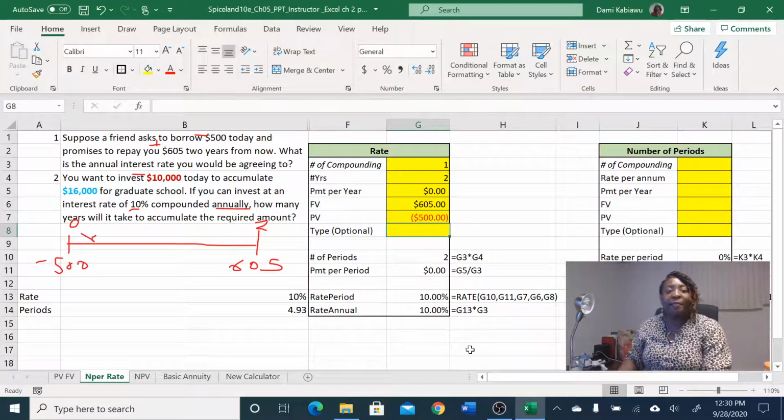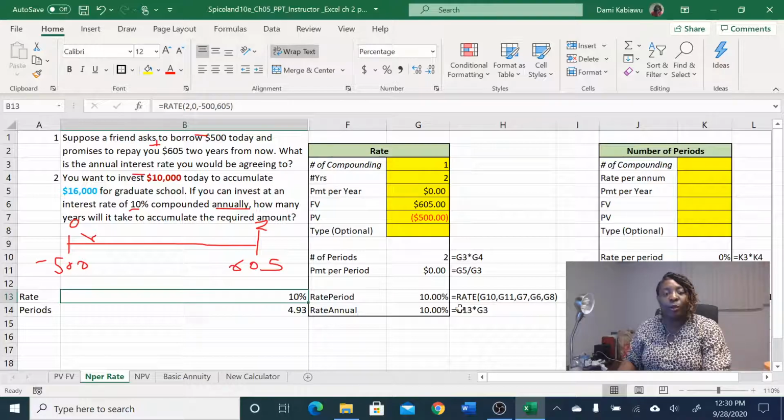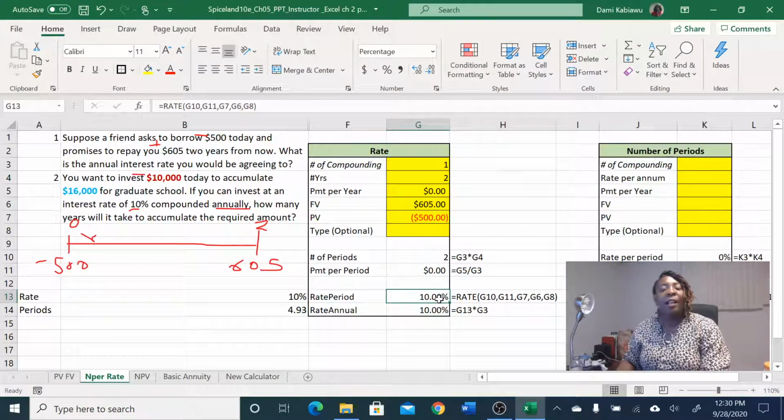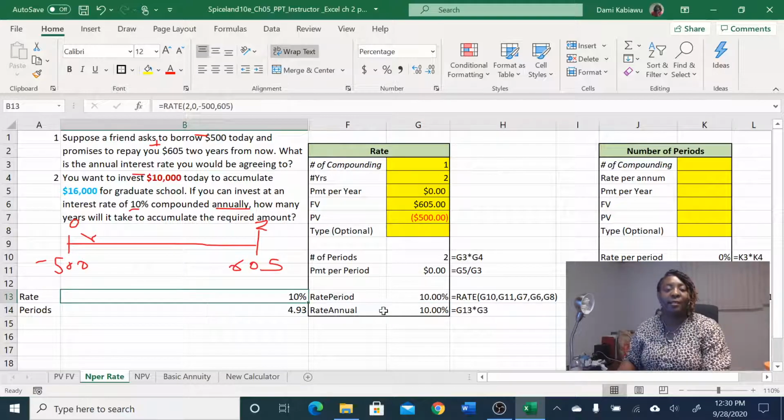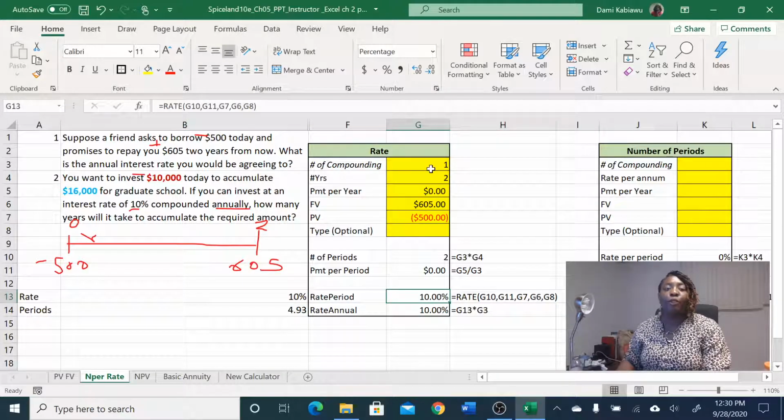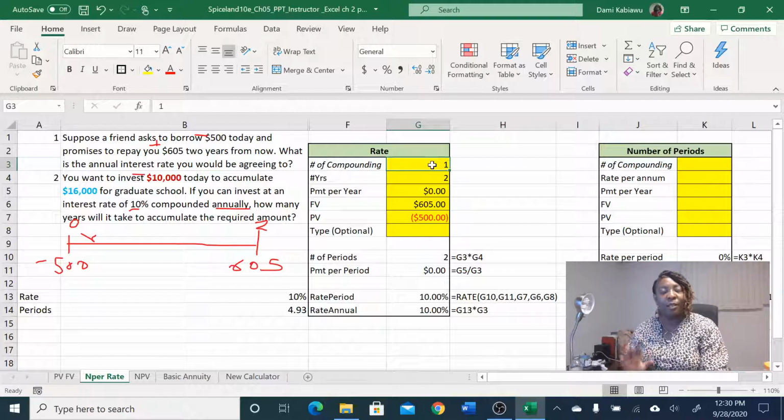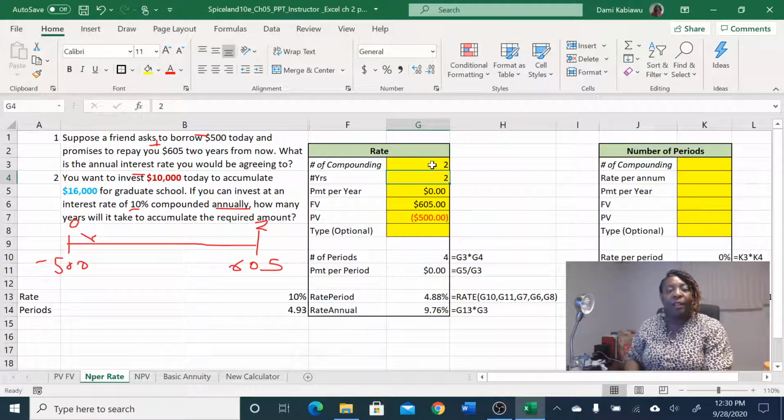That gives me the same 10% that I already have here. So it's 10% per period. And because there's only one period per year, per period and per year is the same. If I have two compounding periods per year, this is just showing you what's going on. Same information, then the rate is 4.88 per period and 9.76 per year.